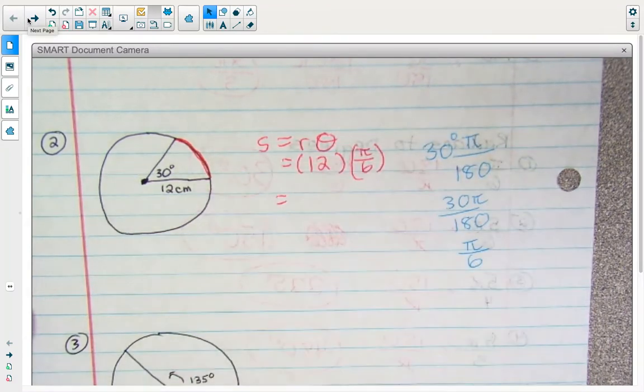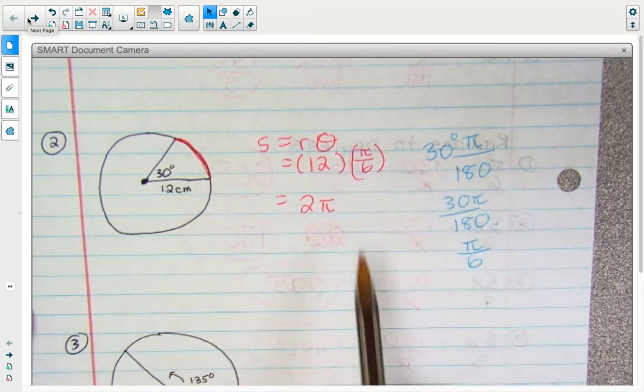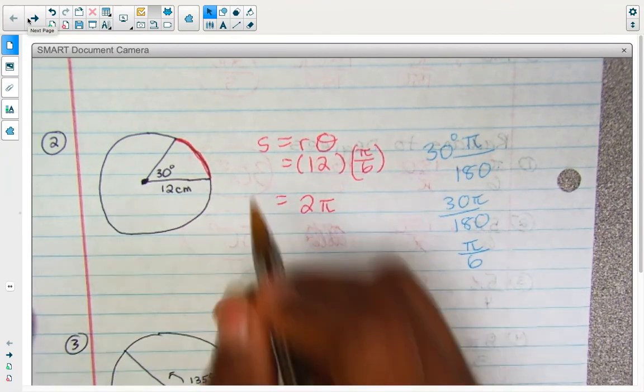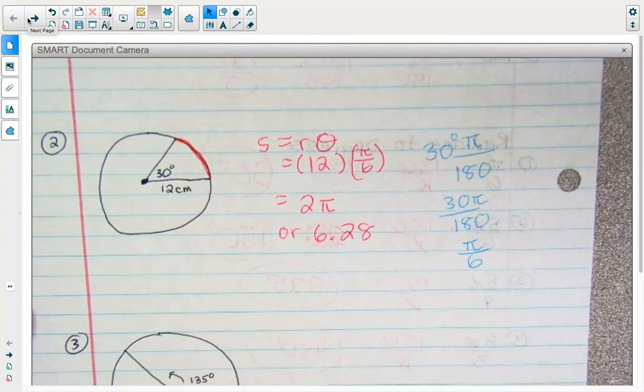Okay. We go through and multiply this. This gives me 12 pi over 6, which is 2. Because 12 divided by 6 gives me 2, and as a decimal, it gives me the following. Okay. Let's go through and try one more.